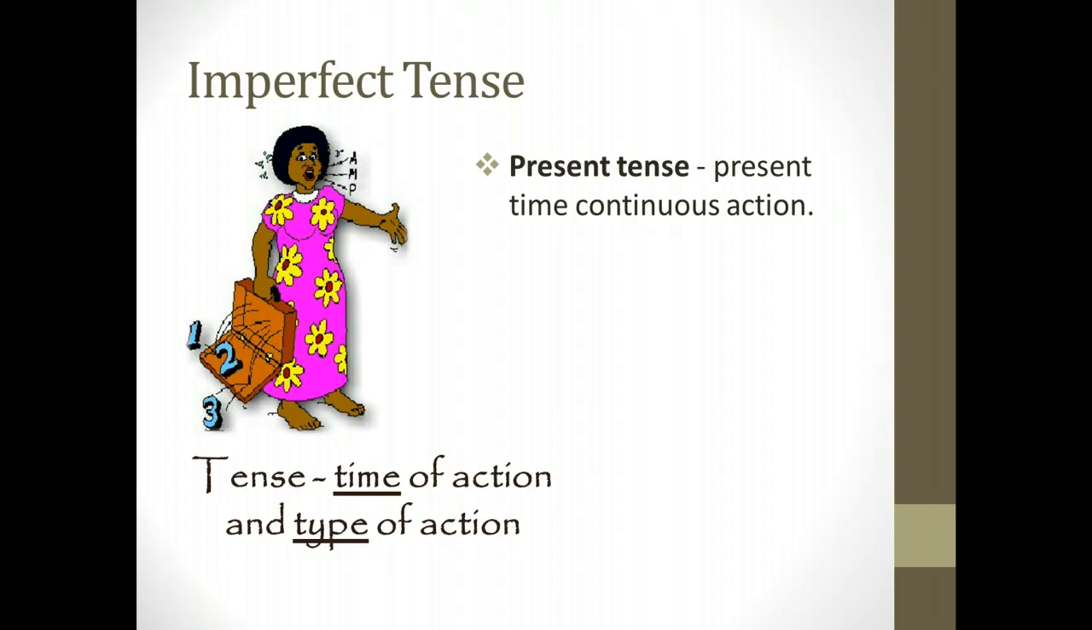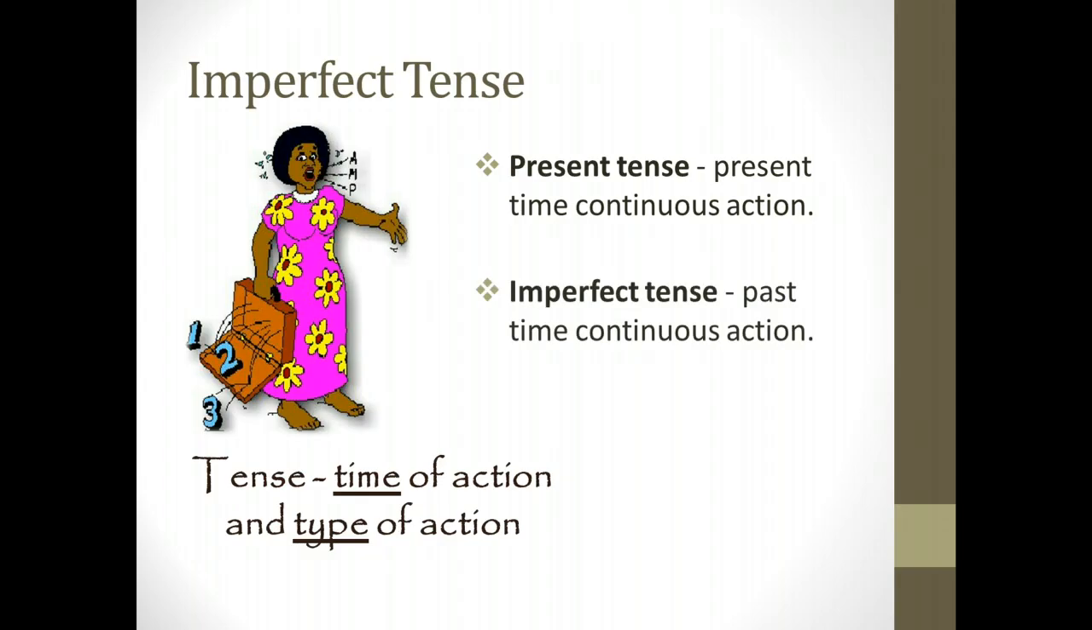Today, Vera is going to introduce us to another tense of hers, and that is known as the imperfect tense. And this tense means that the action has happened in the past, but it was with an ongoing, that is, a continuous action.